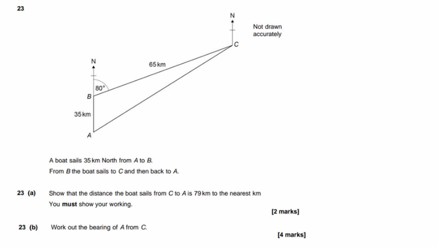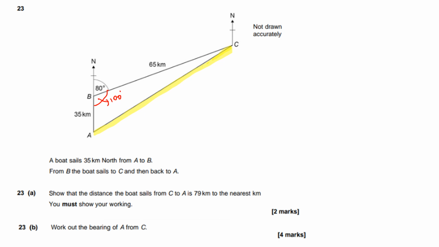Right, for question 23, a boat sails 35 kilometers north from A to B. Show that the distance the boat sails from C to A, which is this bit here, is going to be 79 to the nearest kilometer. Okay, so I've got a side, I need to find out this one here. So this section here is going to be 100. So this is going to be a cosine rule then. So the 2 legs that connect to the angle.